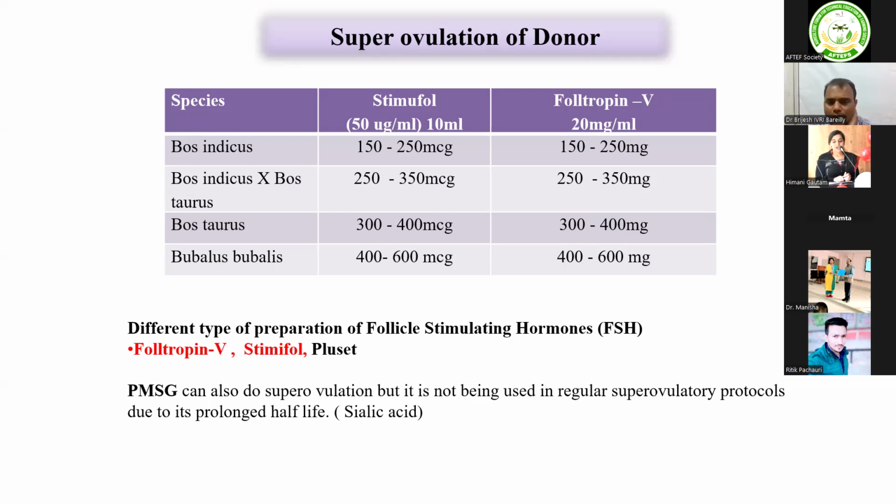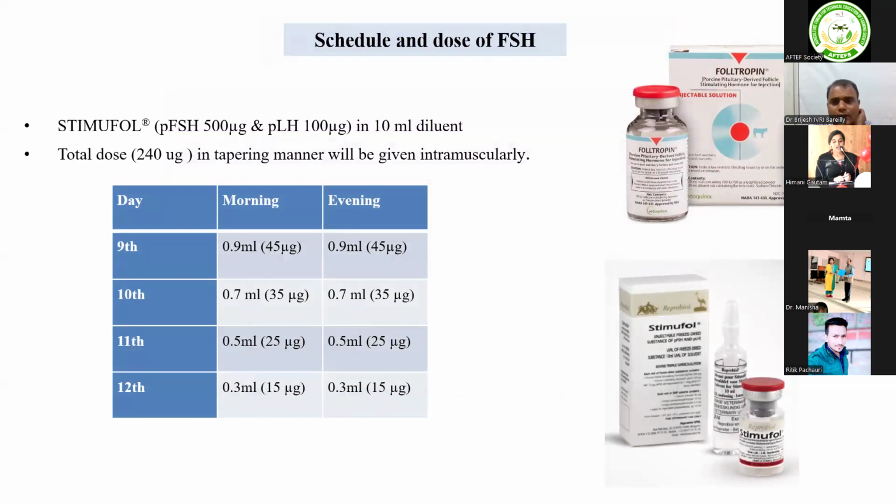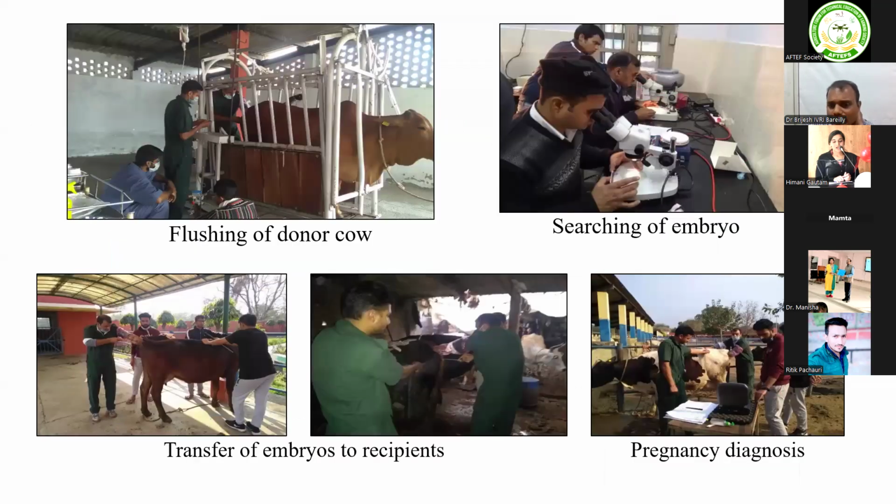Then our crossbred animals require a little more hormones. Then our purebred animals also require more than our Indian crossbred. And our buffalo takes almost 1 vial to give proper stimulation. So in the market currently only two products are available. One is the Folltropin-V, another is the Stimufol, especially in India. So these are the two products which are being used, and these are the things we are doing at our farm.